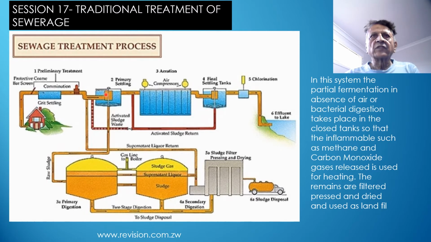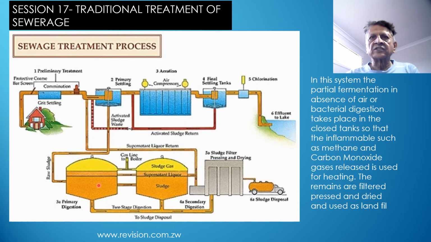The clear water from this settling goes into the aeration tank, where bacterial fermentation takes place, and the aeration also takes place, and it goes back to the final settling tank. The sludge is removed, and the water from the tank is taken back, chlorinated, and sent to the lake or the sea. The sludge is treated further.